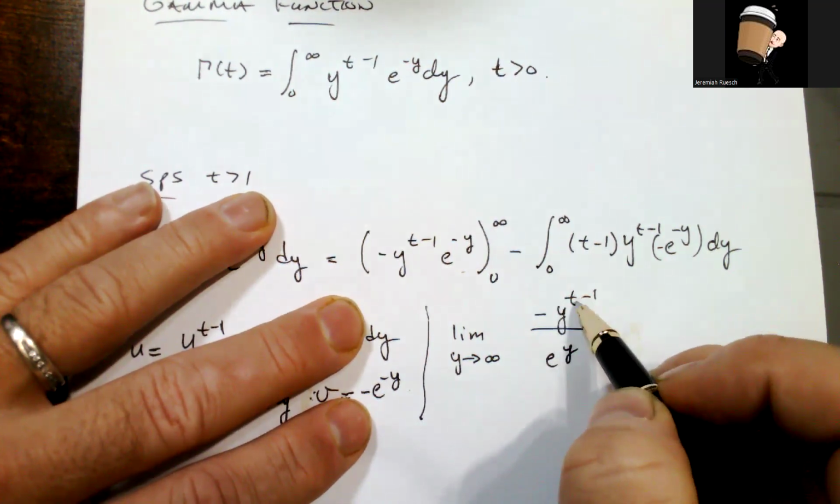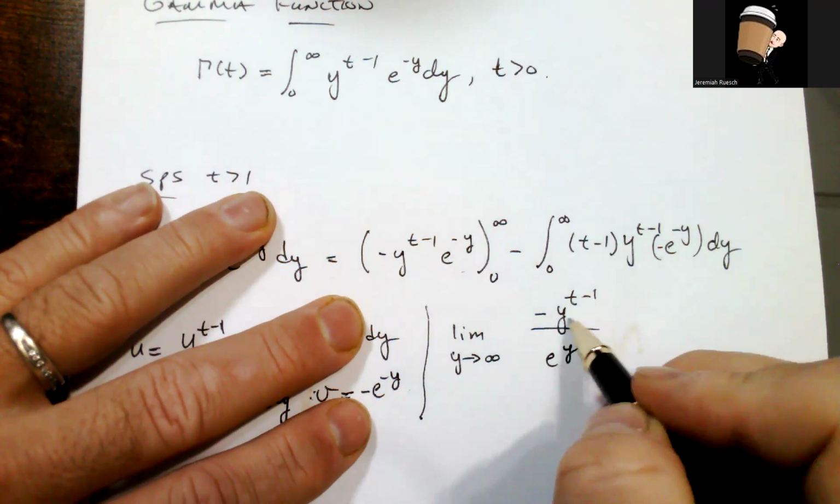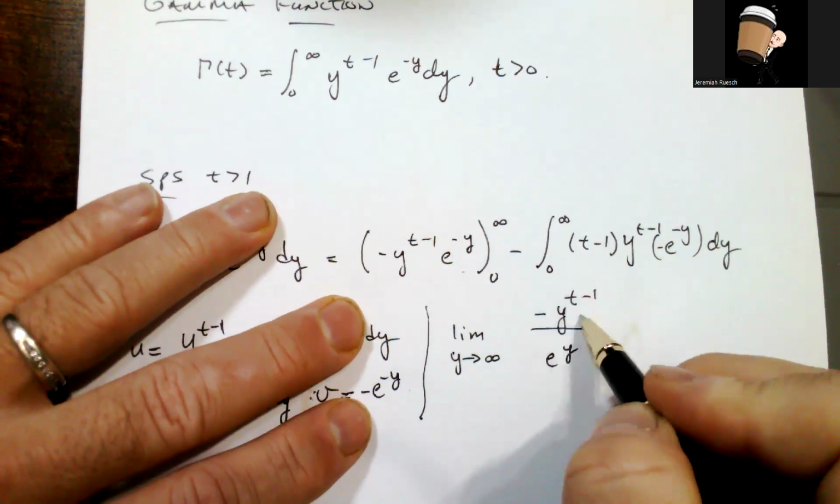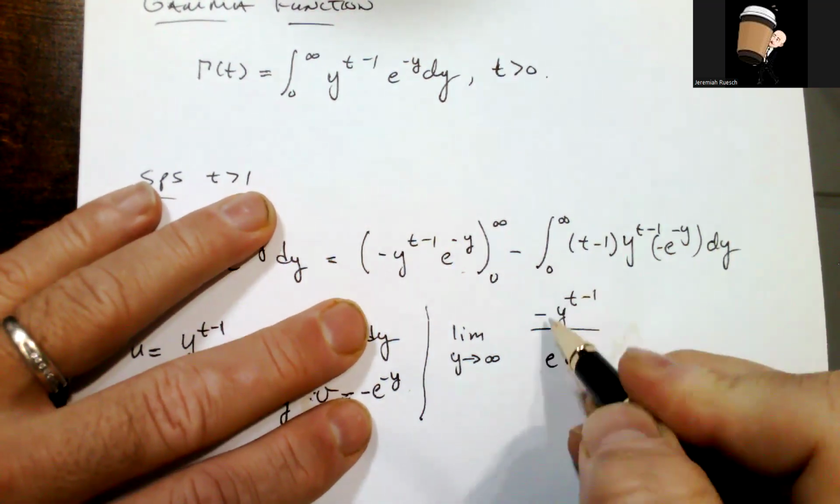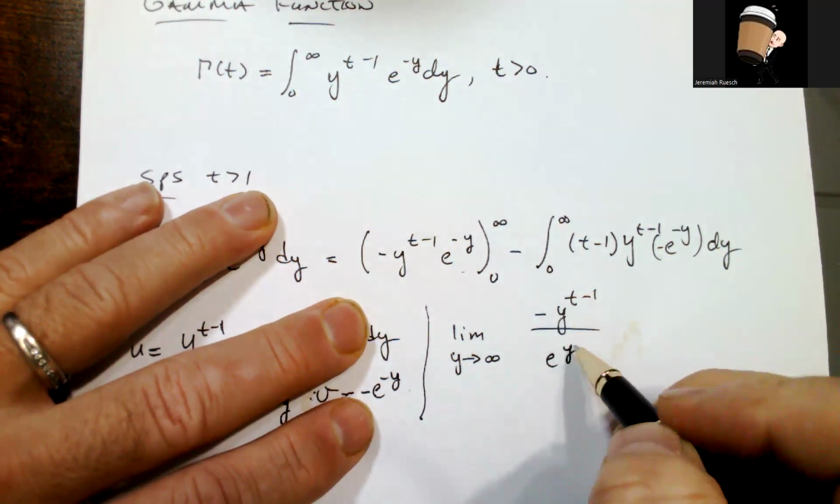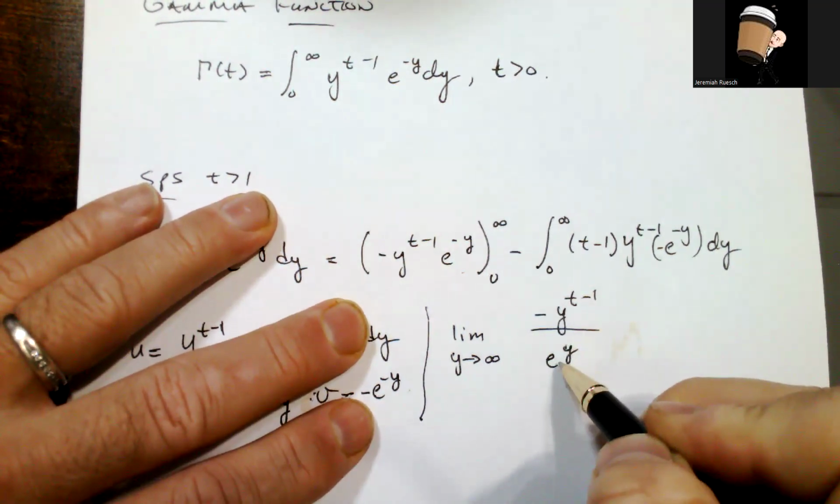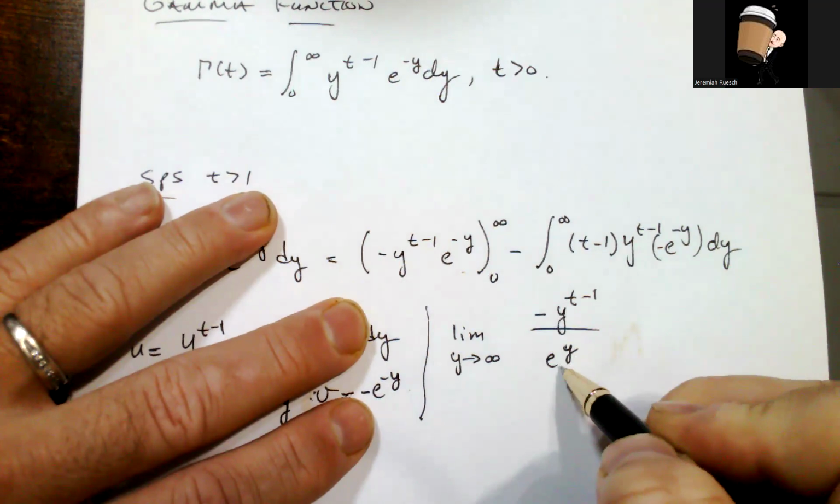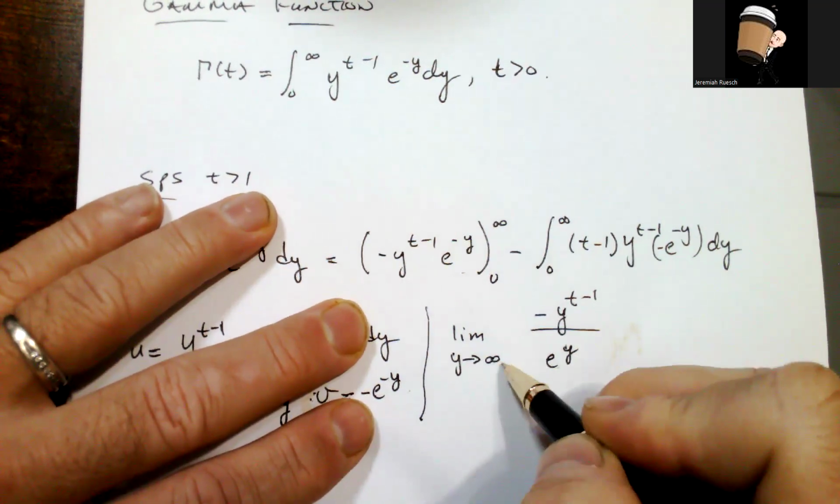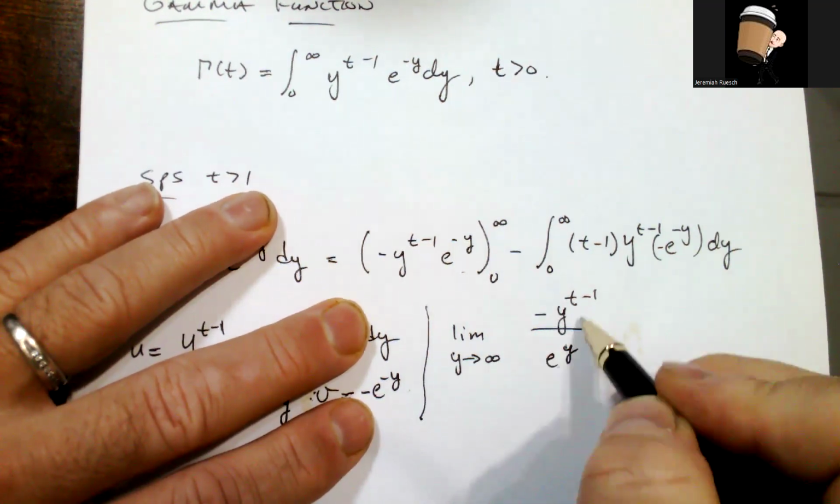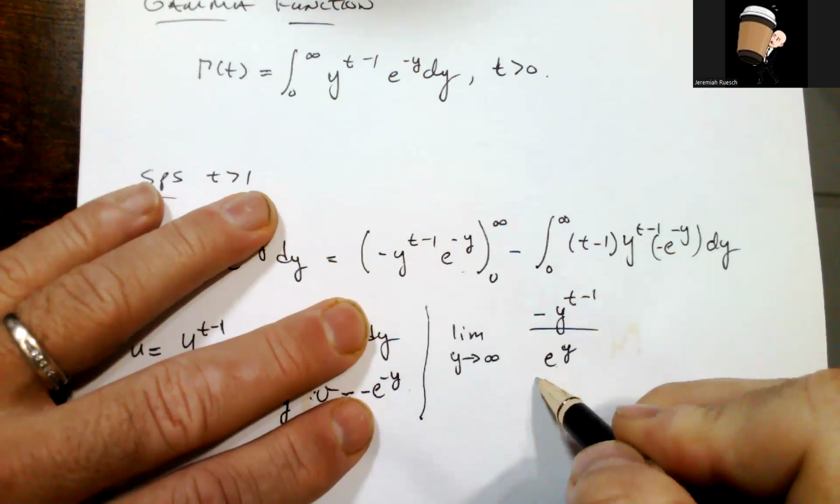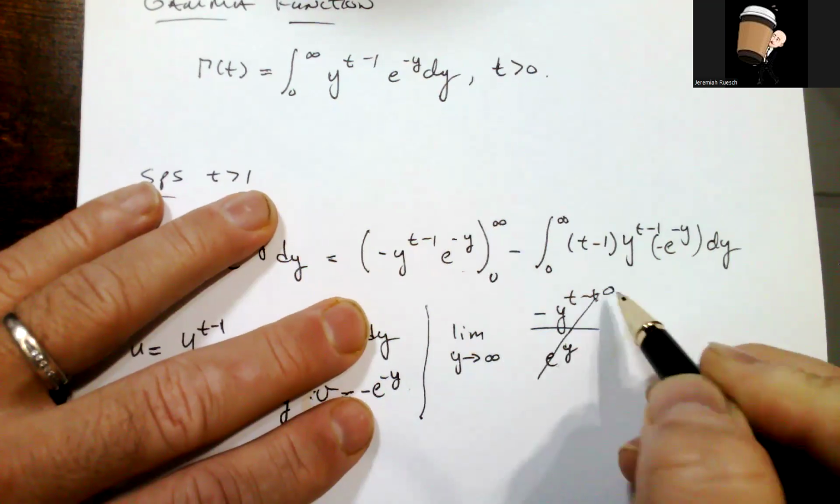This would be y to the 10,000 minus 1. This number can grow really, really big. However, its rate of growth is going to be squashed by this exponential function growing in the denominator. And so as y gets really, really large, with t greater than 1, this whole thing is going to tend to 0.